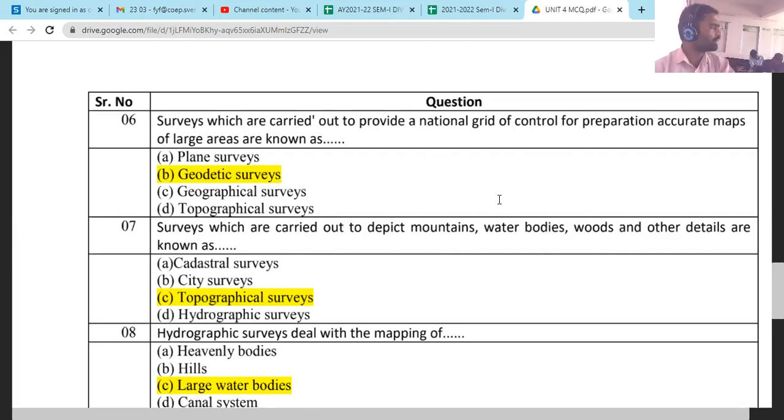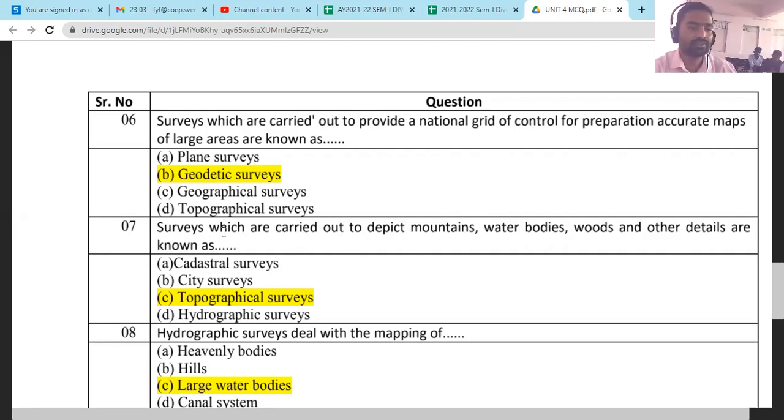And one more: geodetic survey also has one more definition. The spheroidal shape of the earth is taken into consideration. What is the difference between plane surveying and geodetic surveying? In plane surveying, we consider the earth as a plane. For smaller work, we do plane surveying. For larger work, we do geodetic surveying.